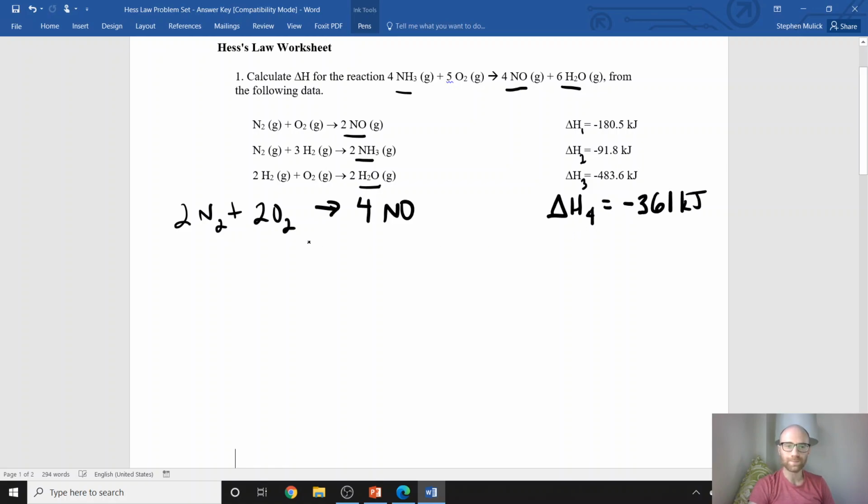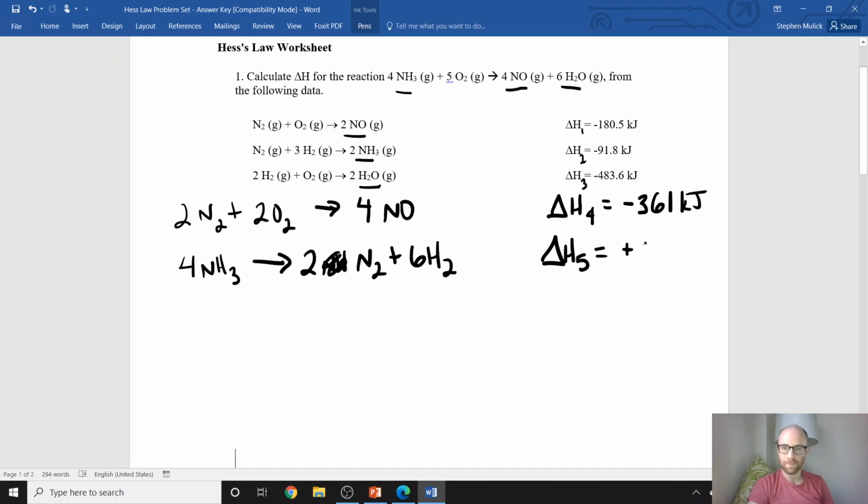361 kilojoules. Secondly, let's use reaction 2 here. I see that I have 2 ammonias as a product, but I need 4 ammonias as a reactant. So I'm going to flip the second reaction, and I'm going to double it. So this should give me 4NH3 yields 2N2 plus 6H2. Since I'm flipping and doubling it, delta H5 is going to be the negative of twice delta H2. So we're going to make it positive 183.6 kilojoules.